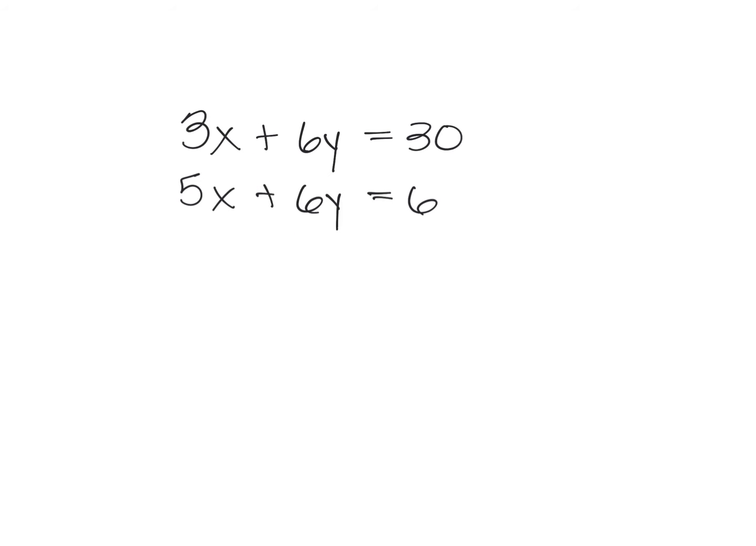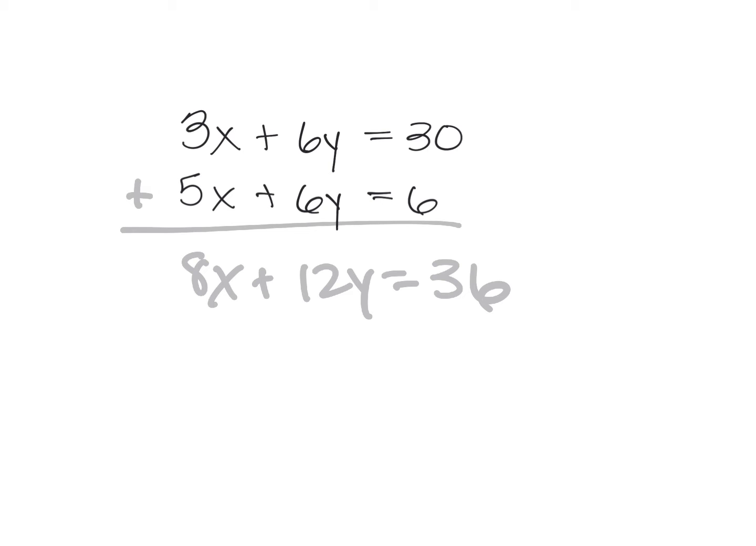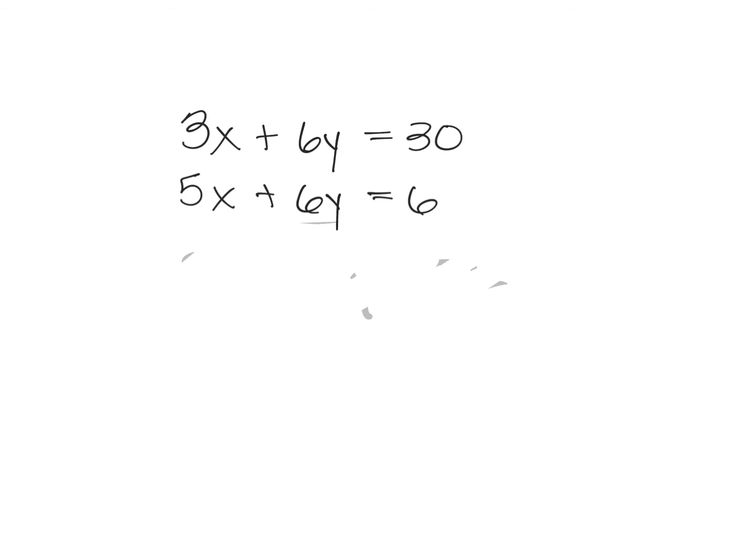But if you combined those two equations, if you added them together, you would get 8x plus 12y equals 36. That's not going to help you. None of the variables would eliminate. So there are two different things that you could do. Instead of adding the two equations together, you can actually subtract them.